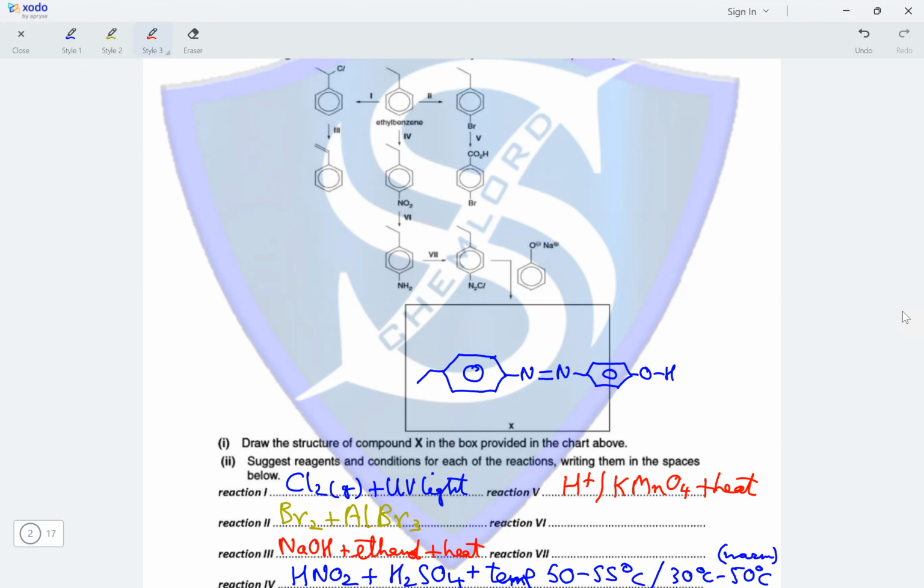Next, we have reaction 6, in which the nitro group is converted into the amine group. So, nitro group converting into an amine group requires tin plus concentrated HCl to bring about this reaction. And finally, reaction 7 is the conversion of the amine group into benzene diazonium chloride, which is brought about by reaction with HNO2 in the presence of NaNO2 and HCl and temperature less than 10 degrees Celsius.